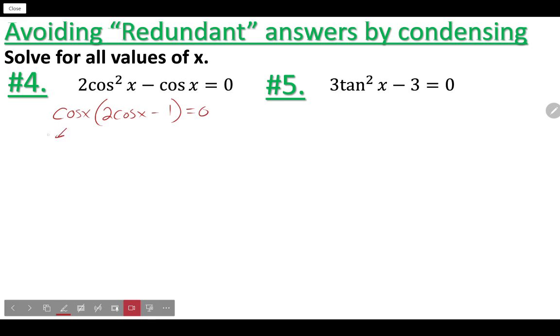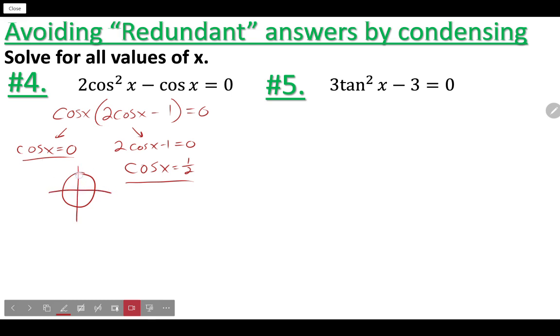And that way I can factor, and I'm going to say, all right, either cosine of x is 0 or 2 cosine x minus 1 equals 0. Okay, I'll have to finish this one out. So this is cosine of x equals 1/2. Cosine of x equals 0. So based on these two possibilities, let's draw a unit circle and draw all of our solutions.